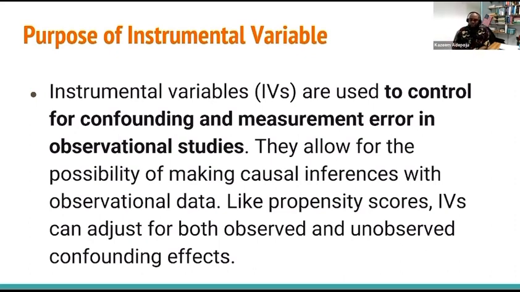And how do we now control for confounding? In one of my videos, called the third variable, you remember I was talking about the fact that correlation does not imply causation. One of the reasons why correlation is not causation is the third variable problem. So right here, the instrumental variable can be used to control for confounding and measurement error in observational studies, and with that, it gives us the possibility of making causal inferences with observational data.